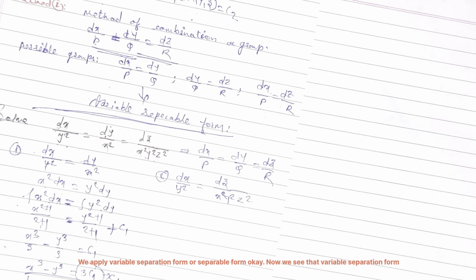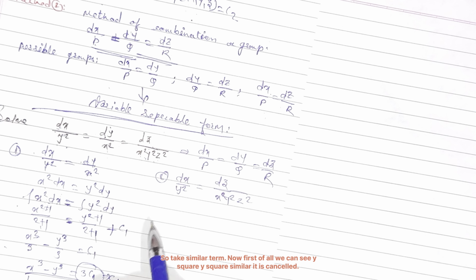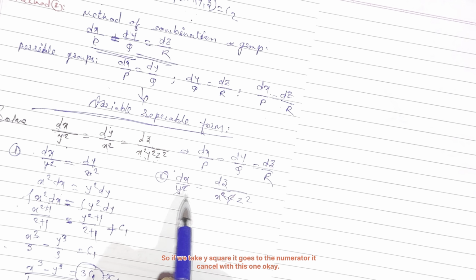Now see that variable separation form, we take similar terms together. That means differentiation of a similar term comes together. So take a similar term. Now first of all, we can see y square is similar, so it is cancelled. If we take y square, it goes to the numerator and cancels with this one.